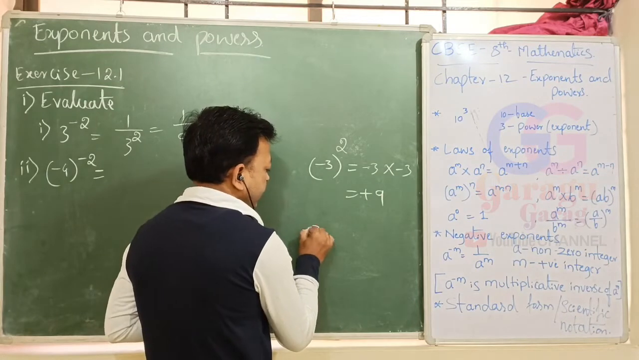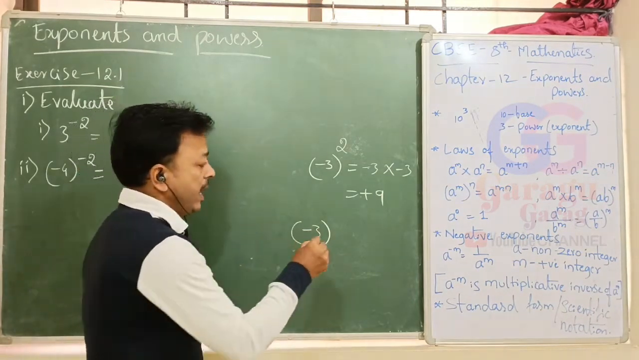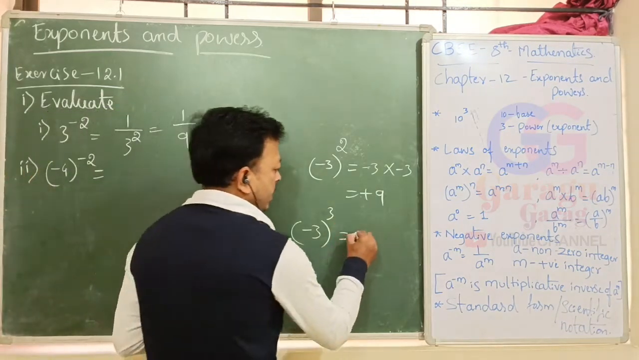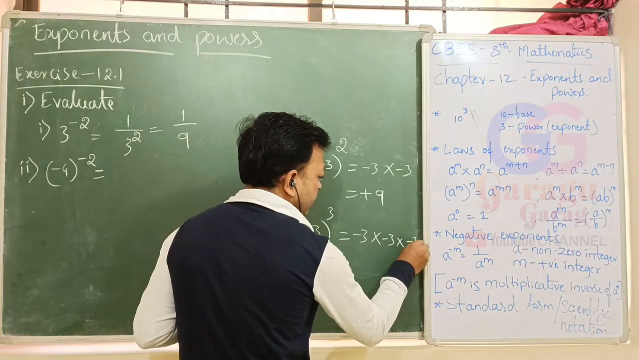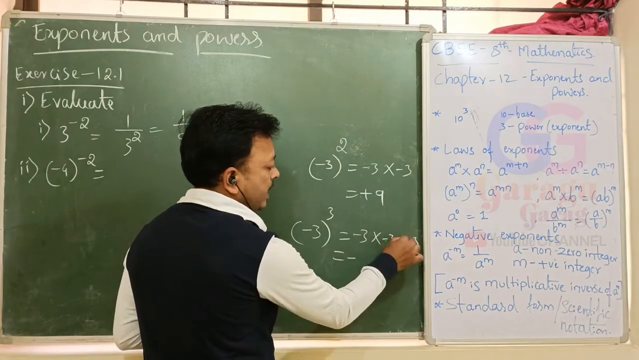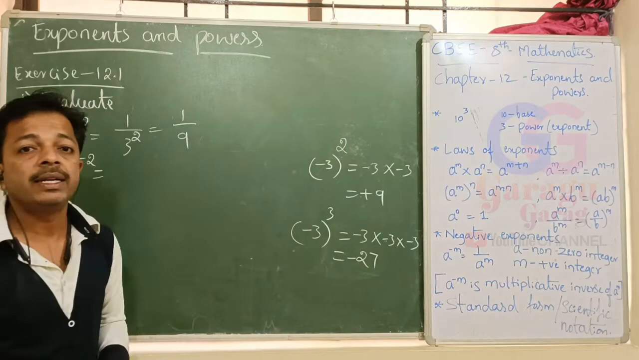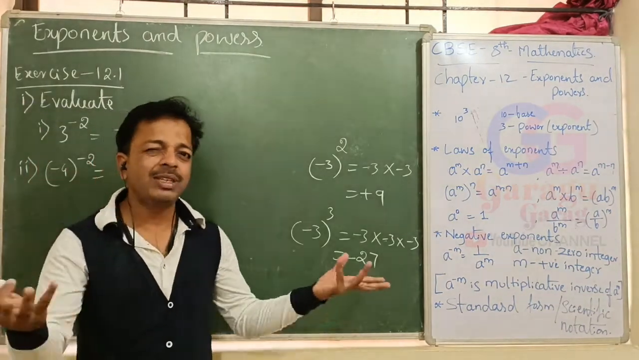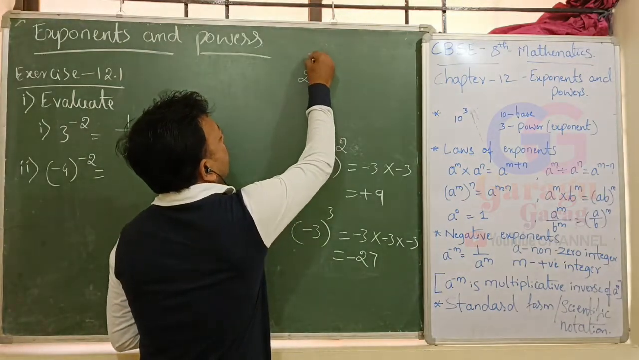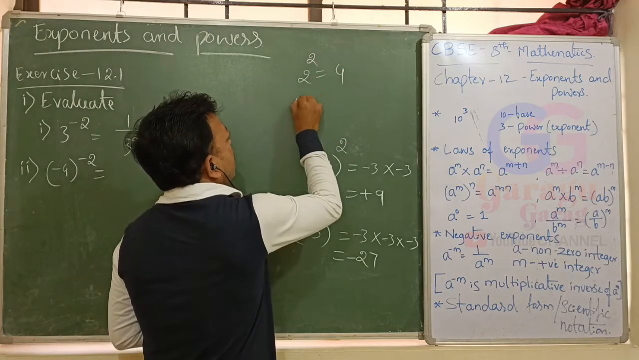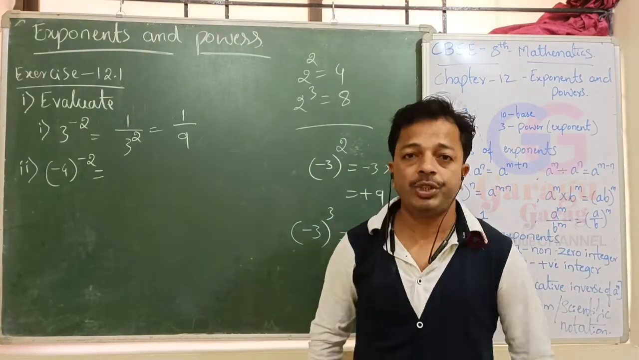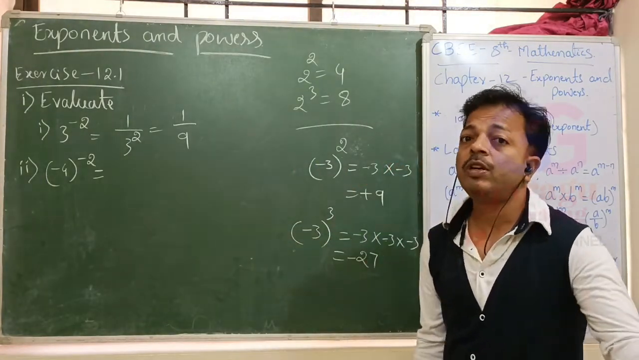If the number is negative and the exponent is odd, see here, minus 3 into minus 3 into minus 3. Minus times minus is plus, 3 threes are 9, 9 threes are 27. This is minus 27. If the number is positive, there is no difference. Whatever it may be, the exponent may be even or odd. See here, 2 square is 4, 2 cube is 8. There is no difference if the number is positive.